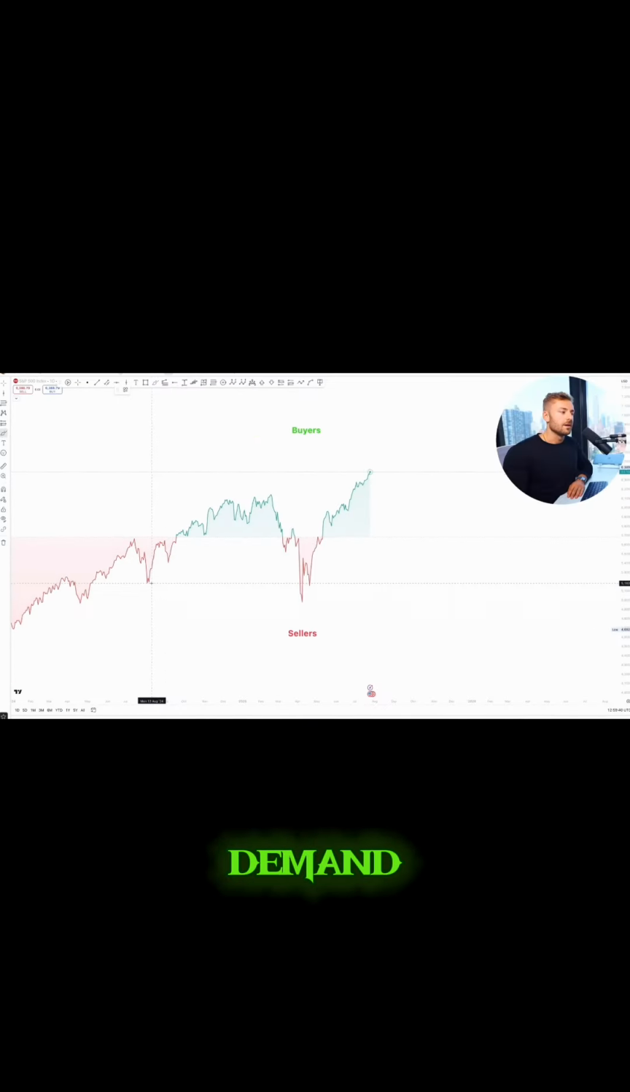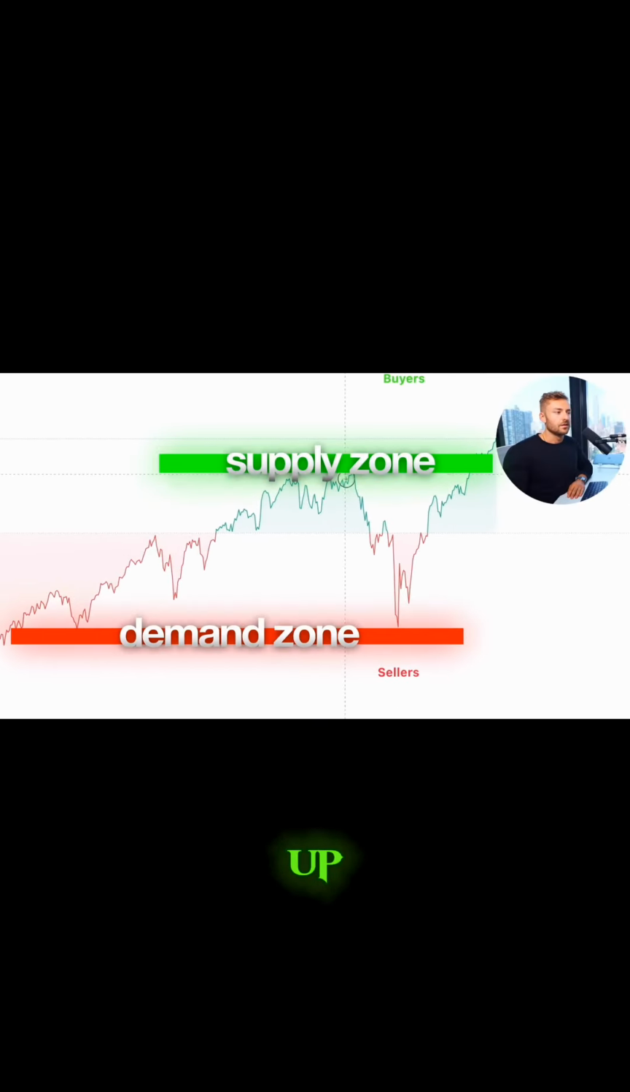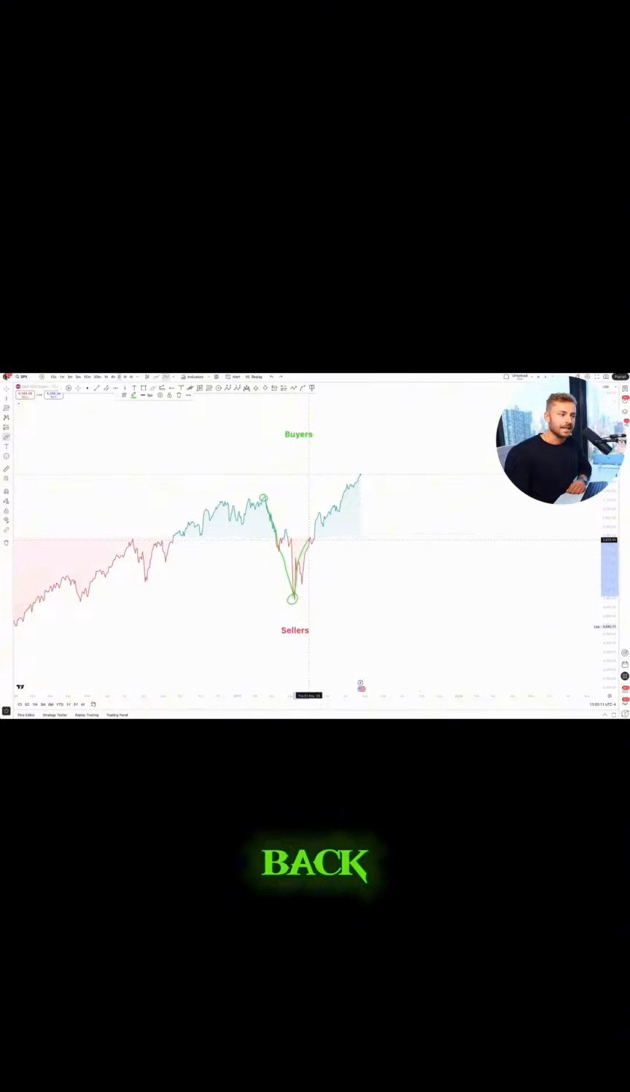So when there's more demand for something, price will continue moving up until a period where the supply starts to outweigh the demand, and that's where price will start to make its way down until the demand starts to outweigh the supply. Then it will reverse back in the opposite direction. Price moves back and forth, always trying to find this equilibrium between the buyers and sellers and the supply and demand imbalances that come from that.